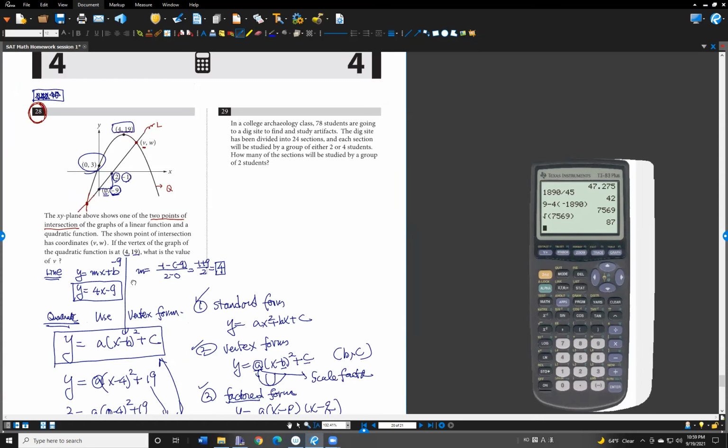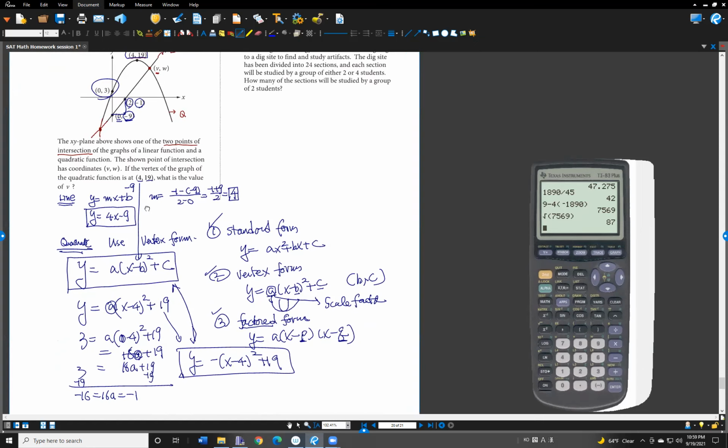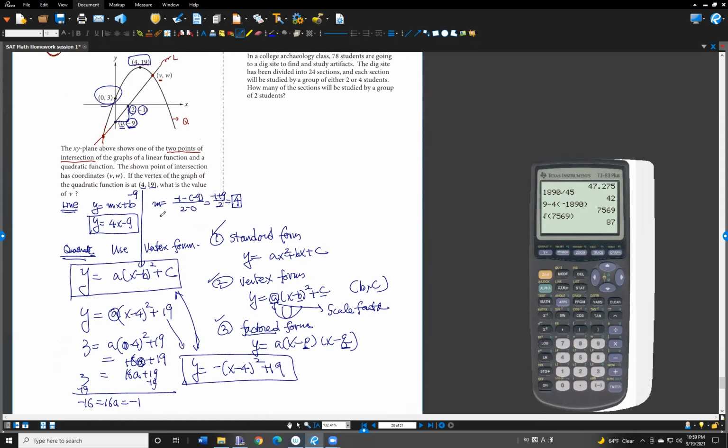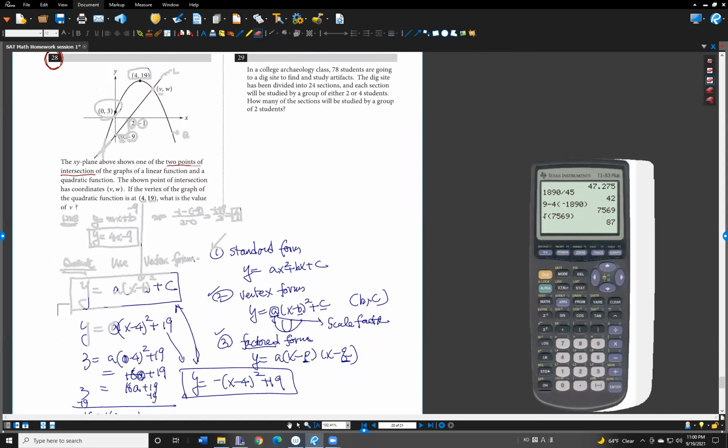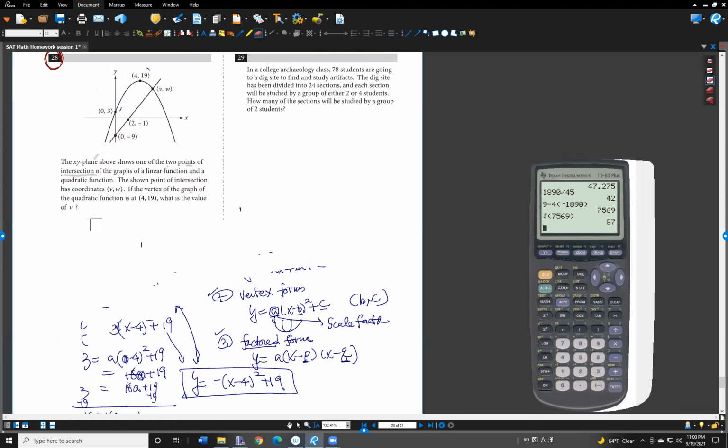All right, number 28, we did before, right? This one is a little hard. I'm going to explain this one more time over here, okay? To find the intersections, we need what? The equations of these two graphs. Okay, so we have to solve it algebraically.